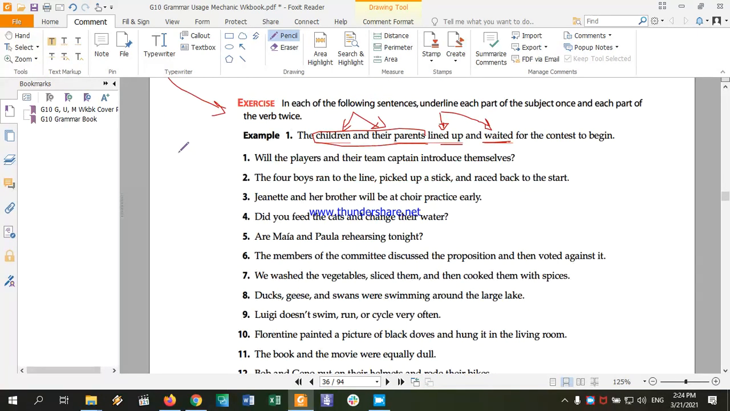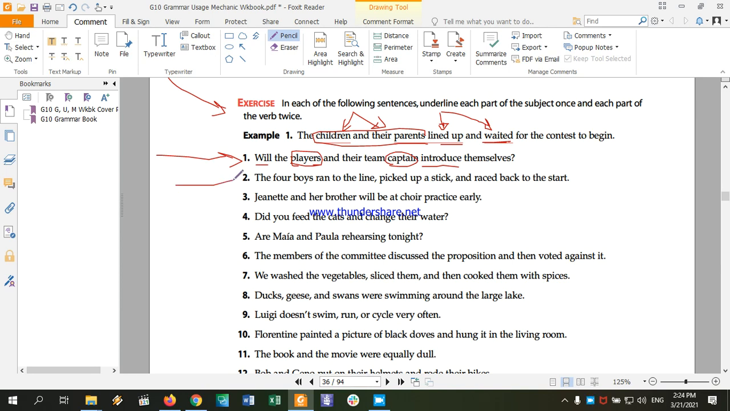Let's take a look at number one. Will the players and their team captain introduce themselves? Here is the first subject, players, and the second was team captain. So here we have two subjects, or a compound subject, and the verb will introduce. So here we have a compound subject and a single or simple verb.